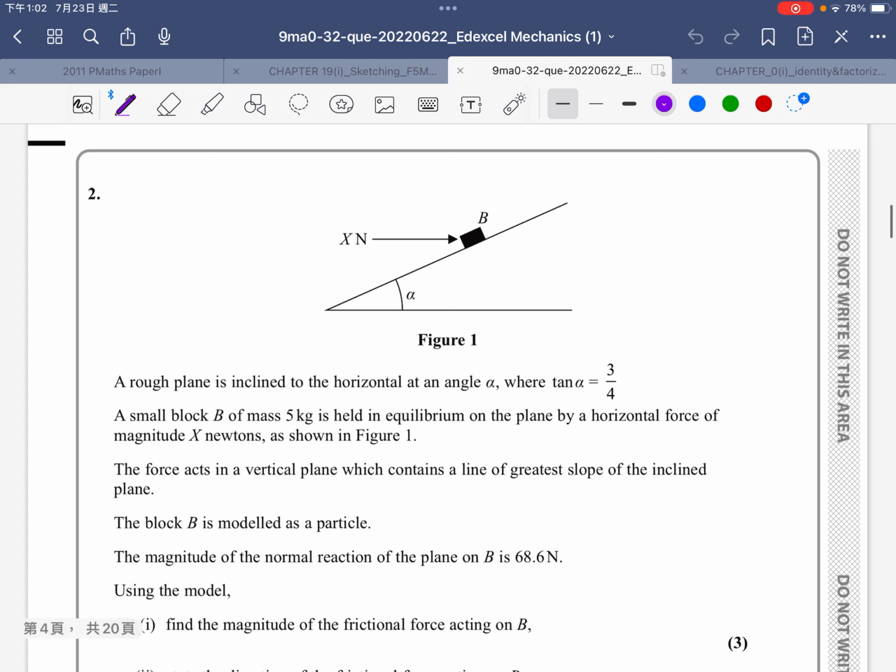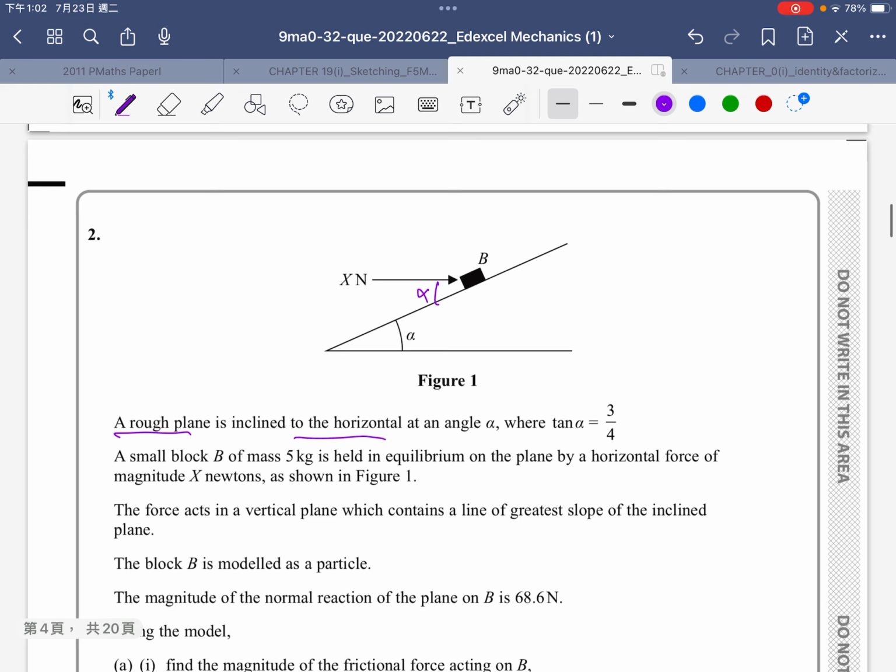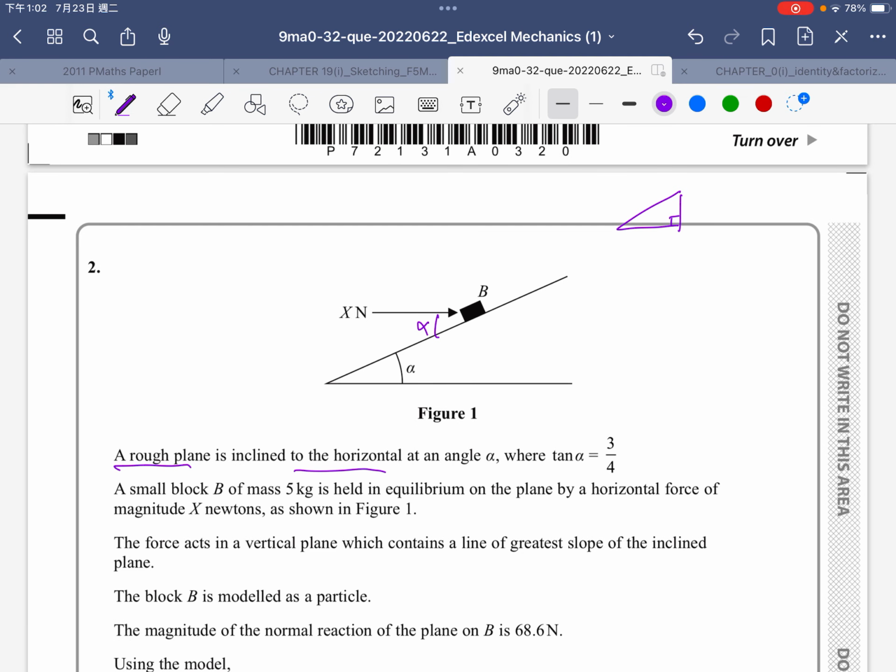Question number 2. Yes, it is a question about friction and force. A rough plane is inclined to the horizontal at an angle alpha, with tangent alpha equal to 3/4. Here I calculate that if tangent alpha is equal to 3/4, which means cosine alpha is 4/5, sine alpha equal to 3/5.